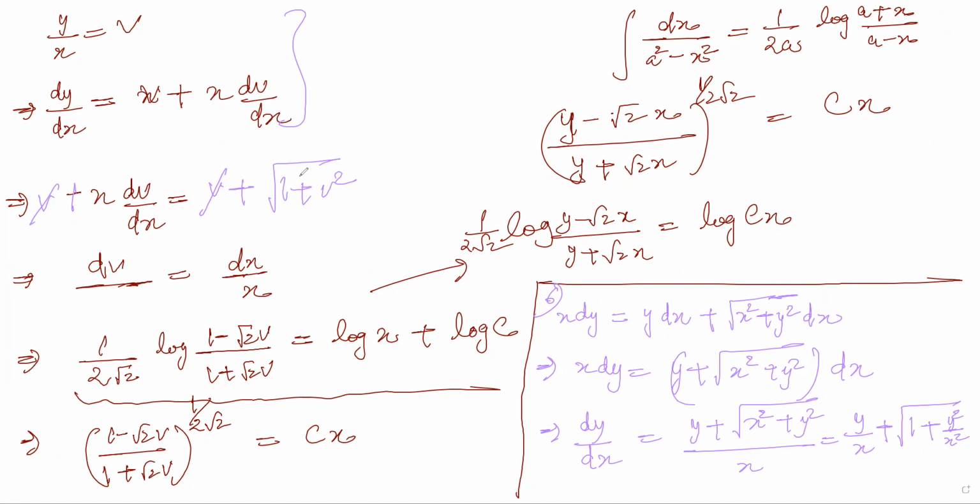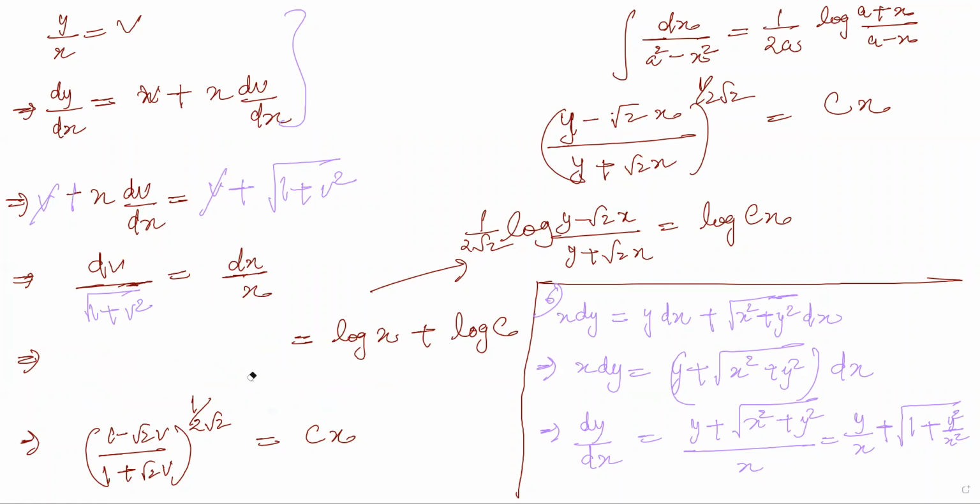Right? So in this case, dv by root over 1 plus v square equals dx by x. Now if we integrate, what is the left hand side? If we integrate dv by root over 1 plus v square, the right hand side is the same, log x plus log c. But what's the answer for the left hand side? dv by root over 1 plus v square is log of v plus root of 1 plus v square.